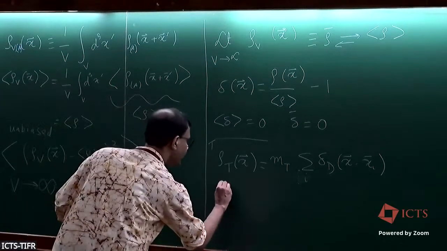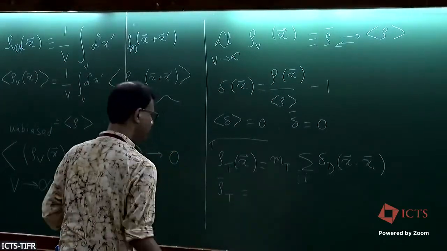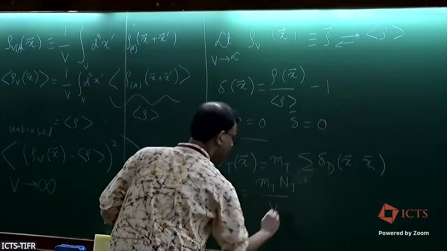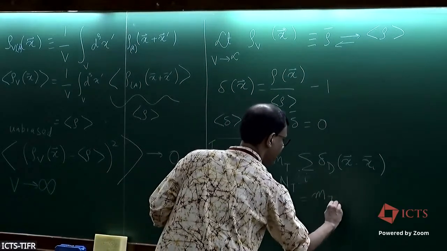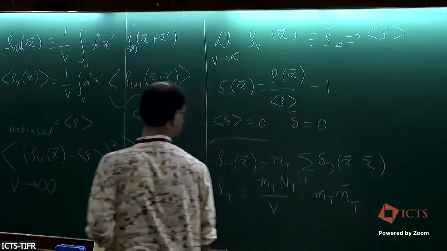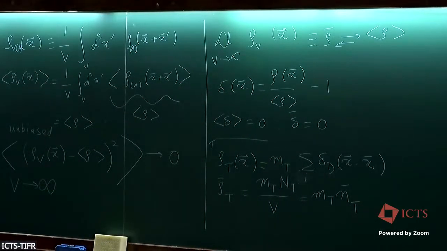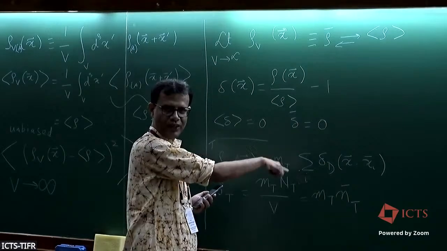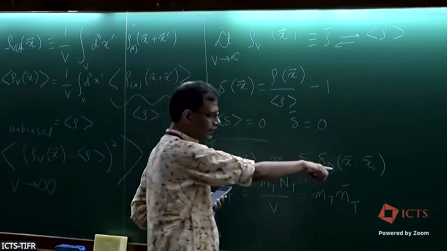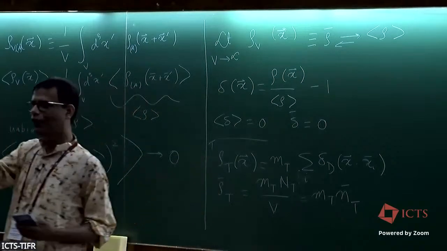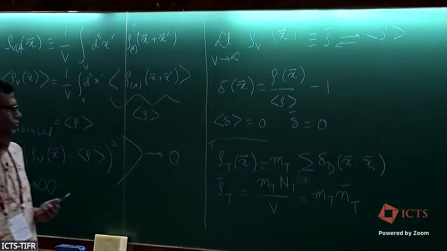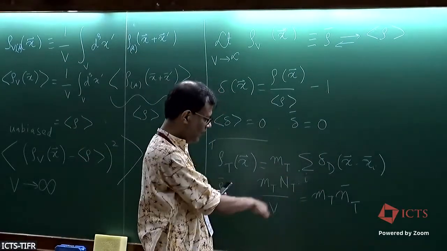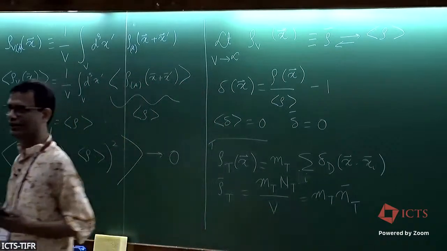So the volume average will essentially be, you can do that, it will be M_T times the number of objects divided by V, which is M_T and n bar T. Basically mass into number density. So what you have to do is, if you have to do volume average, you will integrate this over volume V and divide by V. When you integrate this, all of these which are inside that volume will contribute 1. So you will have N_T number of ones. So that will give you N_T divided by V.